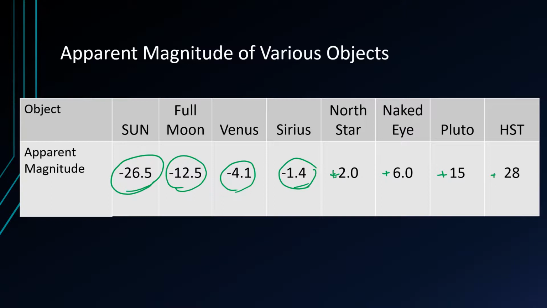Things we can see just with our naked eye is a +6. Pluto is a +15, and the Hubble Space Telescope is a +28. So very dim. So we're going to look at those again here in just a little bit. But this is as it appears from Earth.